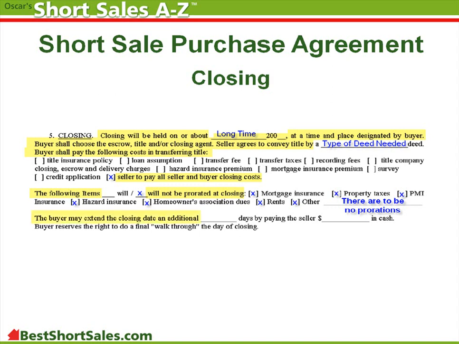The contract continues. The buyer may extend the closing date an additional 90 days. You want to option yourself to extending the contract in case things get really protracted by paying the seller $500 in cash. No need to put any more than this amount. Buyer reserves the right to do a final walkthrough the day of closing. All kinds of things can happen to a property just prior to sale. By looking at the property just prior to closing, you will ensure you are getting exactly what you are buying. Ideally, you pass by the property on your way to the closing appointment.